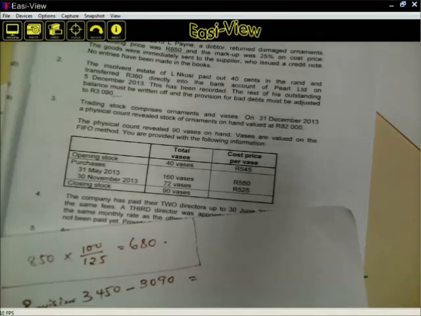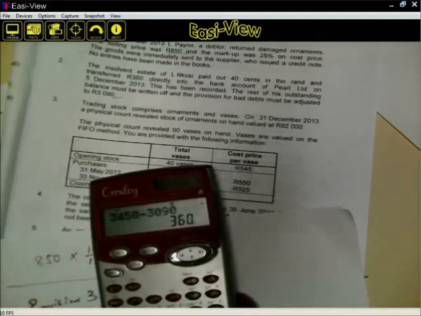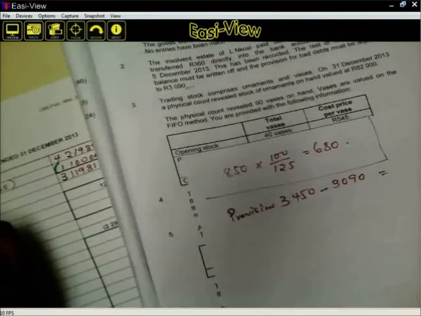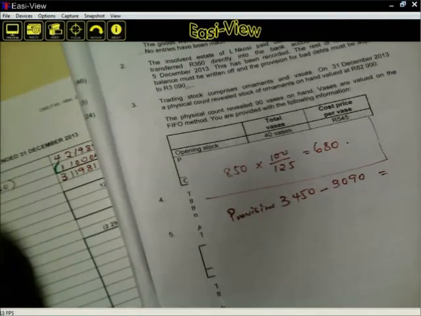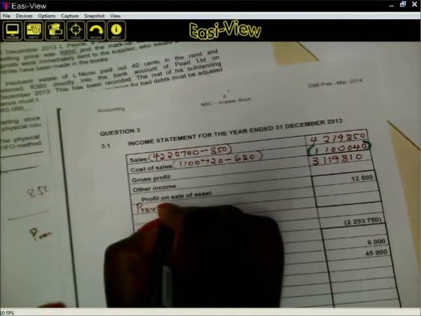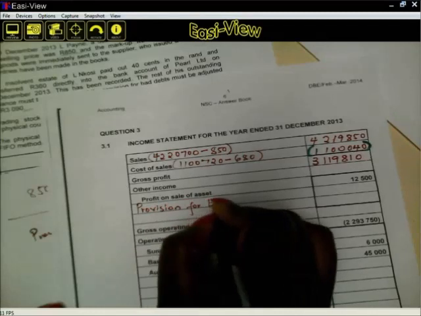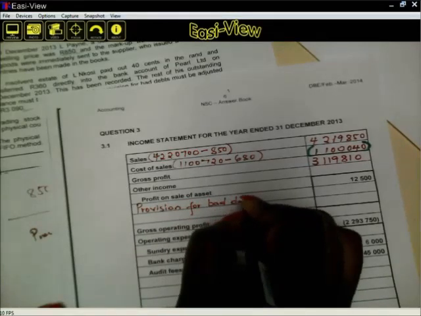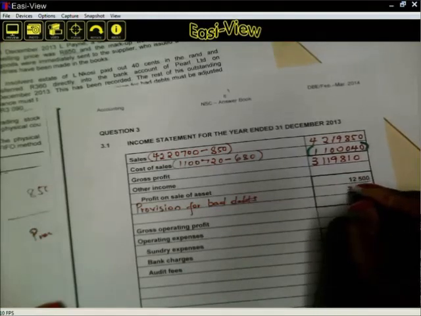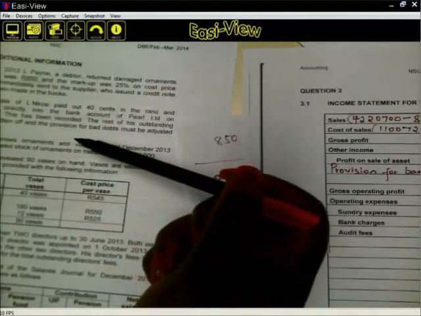3,450 minus 3,090. Therefore, we'll be having 360 as income. So our provision for bad debts in this instance is an income. It must come here. Provision for bad debts is how much? 360.